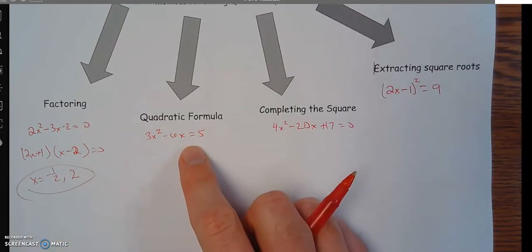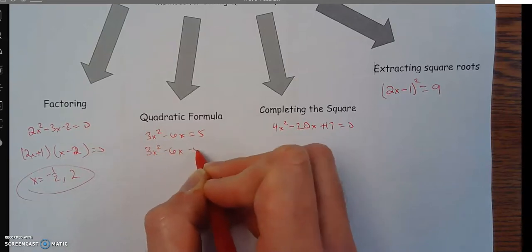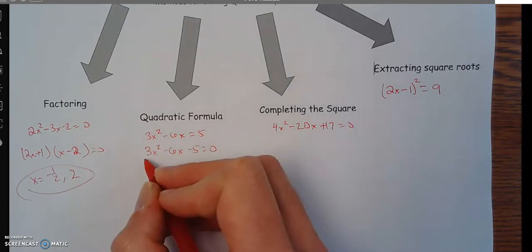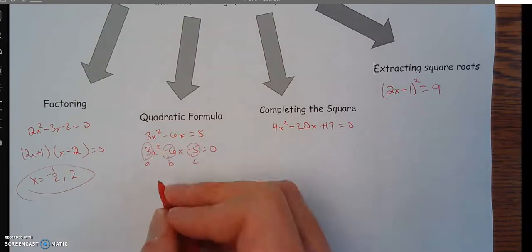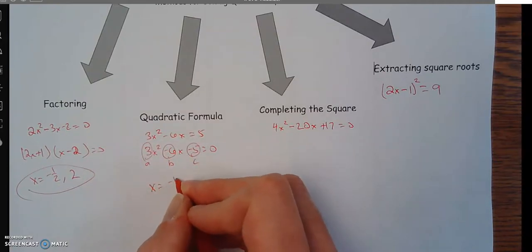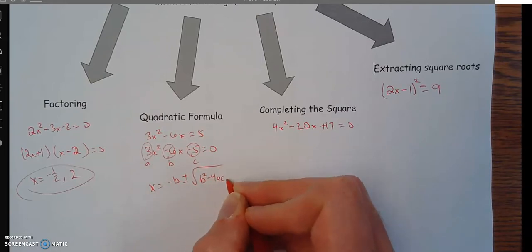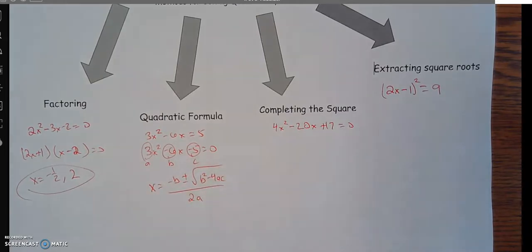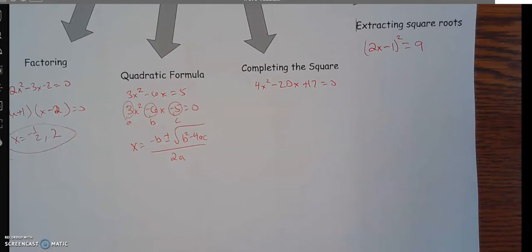Quadratic formula here. With the quadratic formula, you have to make sure it's set equal to 0. So I've got 3x squared minus 6x minus 5 equals 0. Identify your a, your b, and your c. You're going to plug that into x equals negative b plus or minus the square root of b squared minus 4ac all over 2a. Maybe you have a fancy song or a rhyme that helps you remember it.